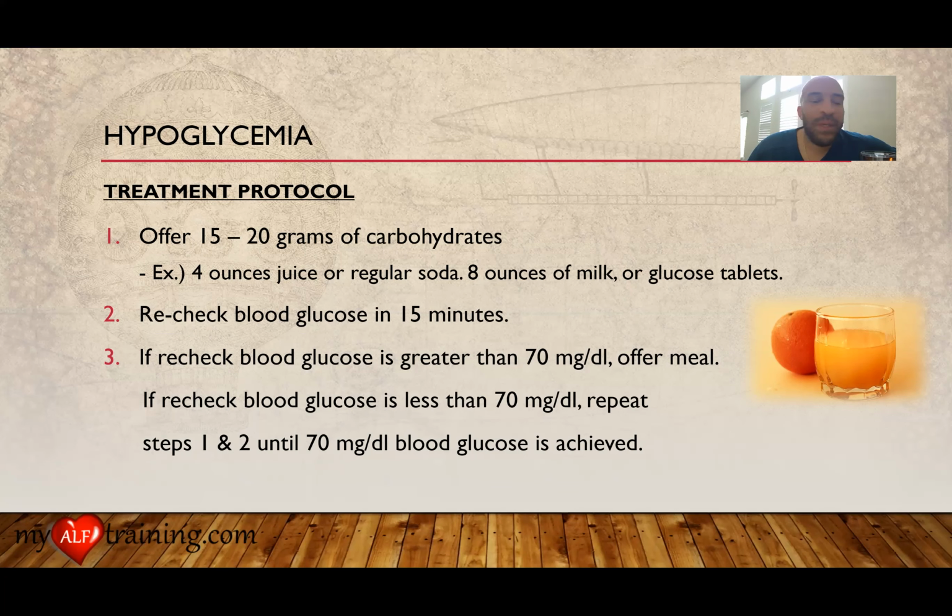So our first step in treating a patient with hypoglycemia is to offer 15 to 20 grams of carbohydrates. And just in case you're not sure what 15 to 20 grams of carbohydrates may look like, you should definitely Google or look on the nutritional label of the packages at your facility or hospital to be familiar with what 15 to 20 grams of carbohydrates looks like. So in an emergency, you know what to grab and exactly how much. But if you weren't sure, 4 ounces of juice, orange juice, or 4 ounces of regular soda.